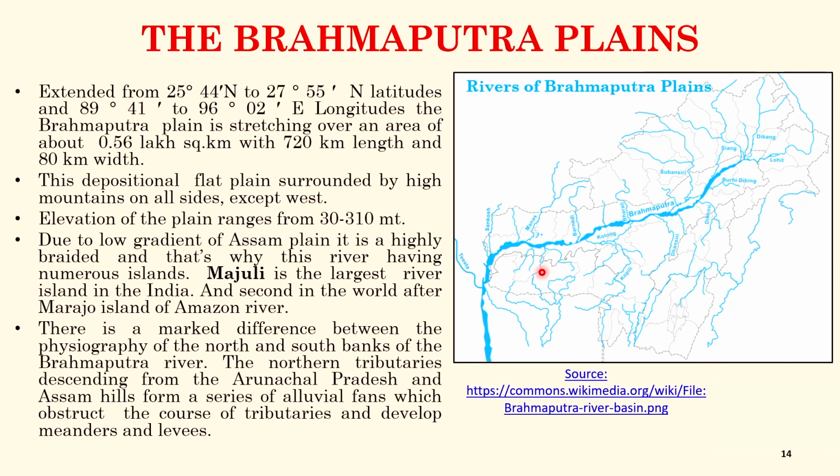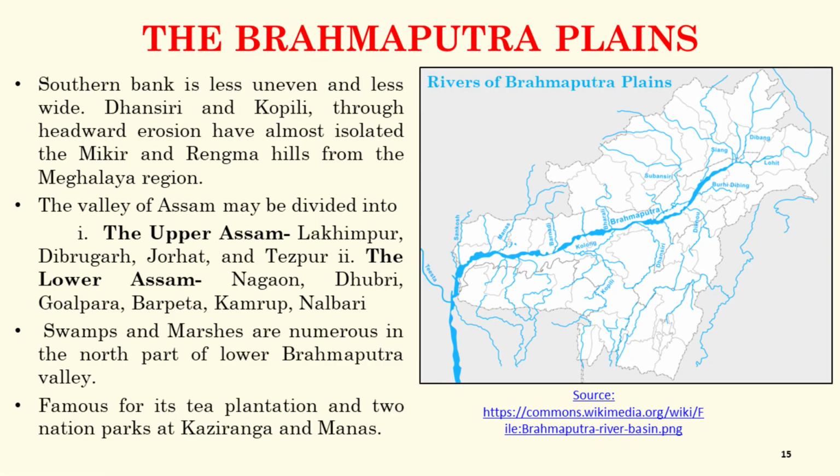The northern tributaries descending from the Arunachal Pradesh and Assam hills have a series of alluvial fans which obstruct the course of the tributaries and develop meanders as well as levees. The southern bank is less uneven and less wide. Dhansiri, Kopili, through headward erosion have almost isolated the Mikir and Rengma hills from the Meghalaya region.